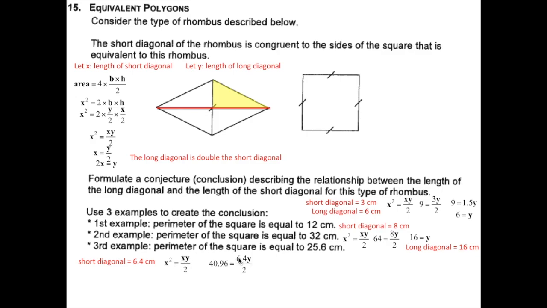Replace the x with 6.4. We have 6.4 divided by 2. That gives us 3.2y. 40.96 is equal to 3.2y. Divide both sides by 3.2, and that gives us 12.8. Is 6.4 times 2 12.8? Yes, it is. So it totally holds true. The long diagonal would be 12.8. The conjecture holds.